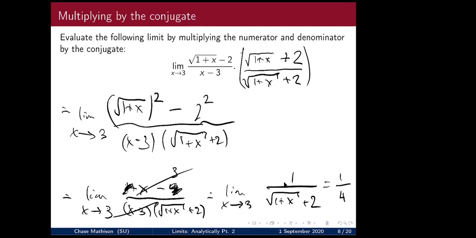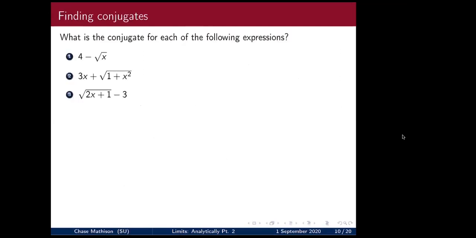Any questions on that? So anytime you have something like this, where you plug in, you get 0 over 0, and you have square roots floating around, the first thing you should think is, I need to multiply top and bottom by the conjugate. And that'll usually be sufficient to get you to the answer. But in order to do that, you need to recognize what is the conjugate of any given thing.